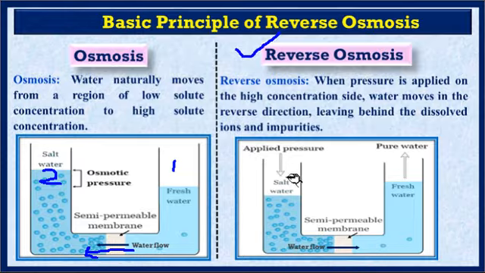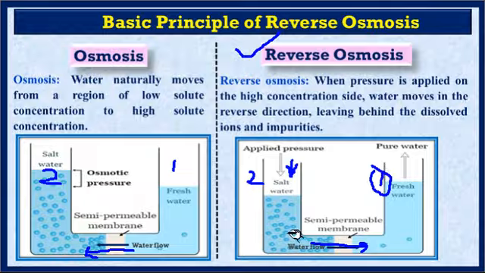So when we apply pressure on area number 2, where the concentration of salt is higher, due to this higher pressure the water molecules move from area number 2 to area number 1. The concentration of water molecules becomes higher in area number 1, and all the remaining salt and other impurities are left behind in area number 2.